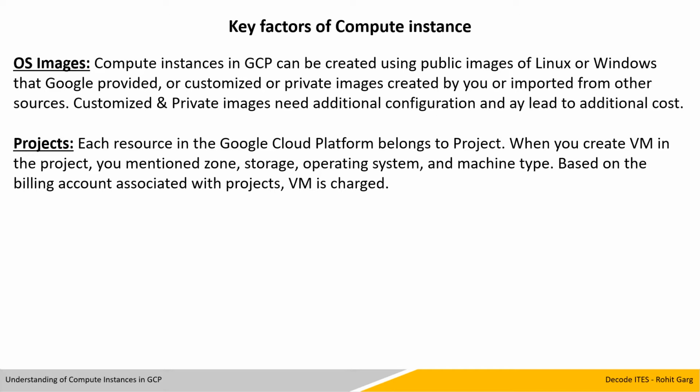Each resource in Google Cloud Platform belongs to a project. When you create a VM in a project, you mention zone, storage, operating system and machine type. Based on the billing account associated with the project, the VM is charged. That means selecting a project is very crucial. In case you are managing multiple projects and billing is coming from different departments of your company for different projects, then at the time of creating the VM, you need to be very specific in selecting the project so that the required VM will get charged from the required project only.